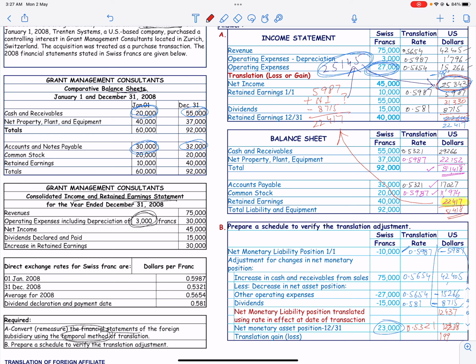Now here we have a difference of 198, and here we have 199. This difference is because of rounding of the figures, so don't worry about that. So it can be seen that the net monetary asset position on 31st December gives a difference of 199. So this is a transaction loss, and we have verified our calculations.